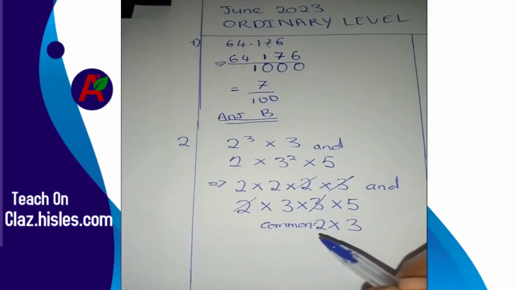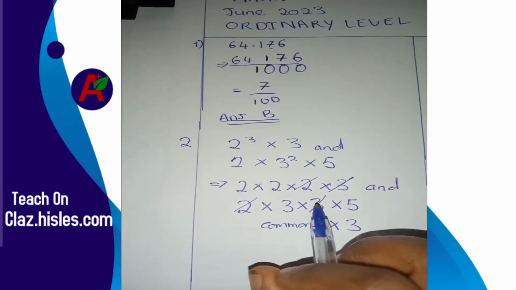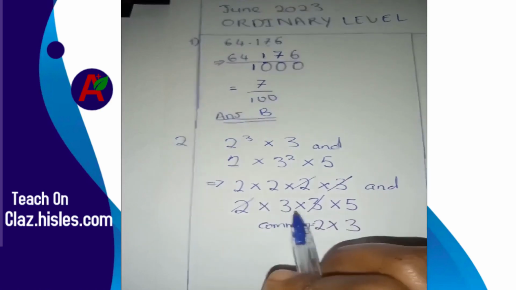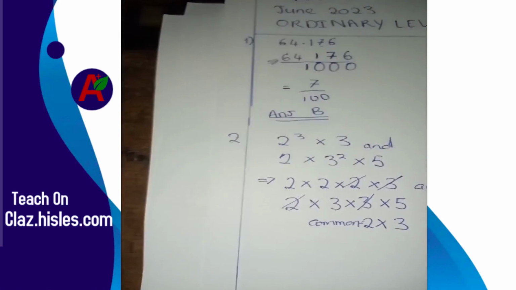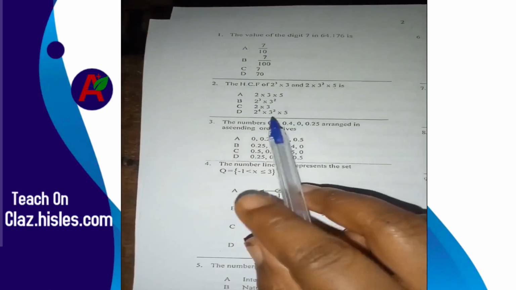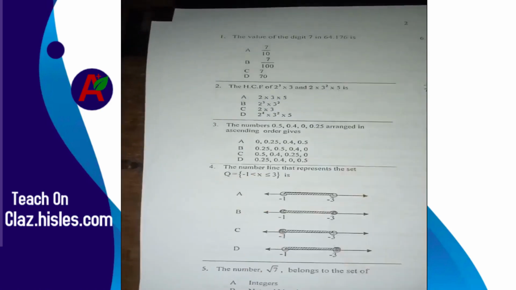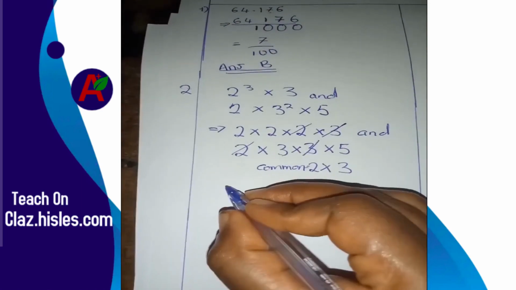What we will have left is 2 2 and 3 5. Do you have anything common between 2 2 and 3 5? No. So this is our highest common factor, 2 times 3. Do we have 2 times 3 among the choices? Yes, we have 2 times 3, which is C. So our answer for question 2 is C.